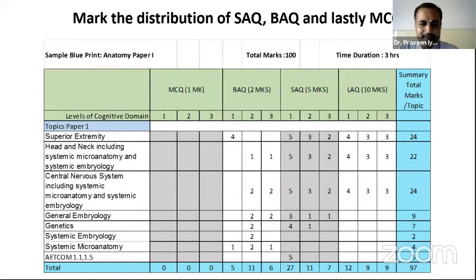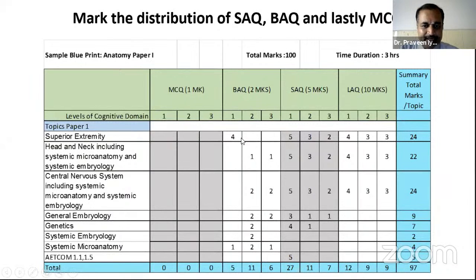We have done this way, that we have allocated 2 questions of superior extremity, so 10 marks, 5 into 2, 2 from head, neck, and 2 from neuroanatomy here, 1 from general embryology, 1 from genetics here for SAQ, and 1 from ATCOM module 1.1 and 1.5, which is mandatory. So it is 8 out of 9. So 9 questions we have allocated here. So this is 45 marks.